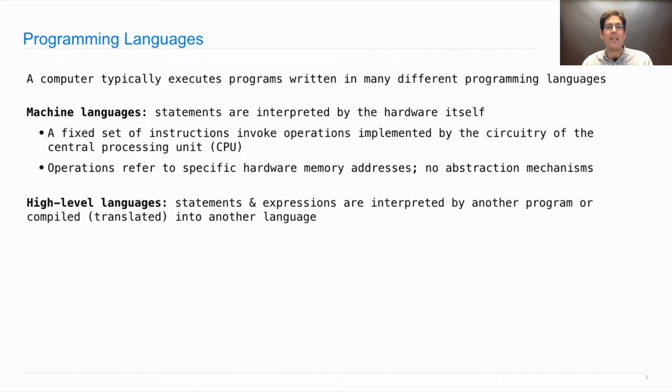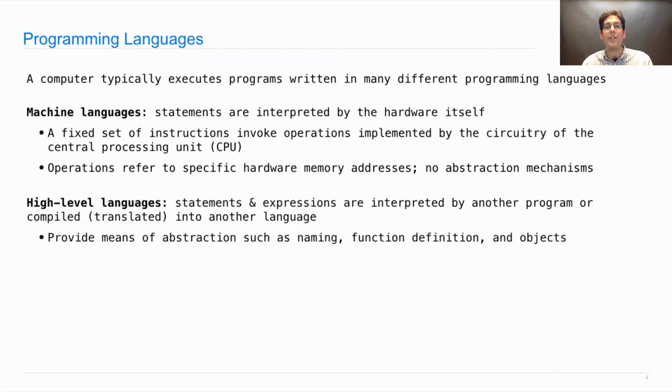The important part is to know that high-level languages provide means of abstraction, such as giving names to values and functions and objects and classes. That's all part of high-level languages. Now, people describe different levels of height. Some languages are higher level than others, but those details you could try to study in later classes.